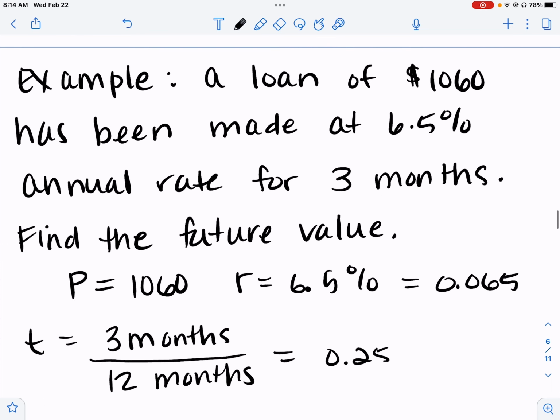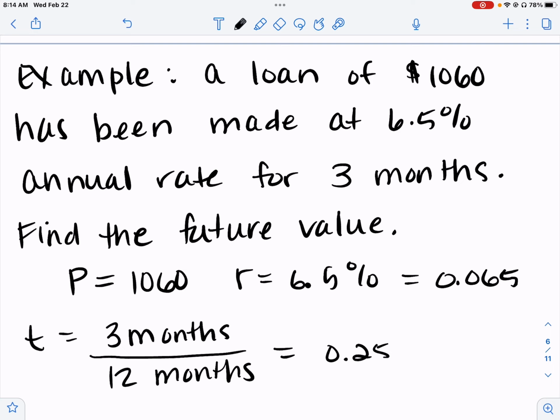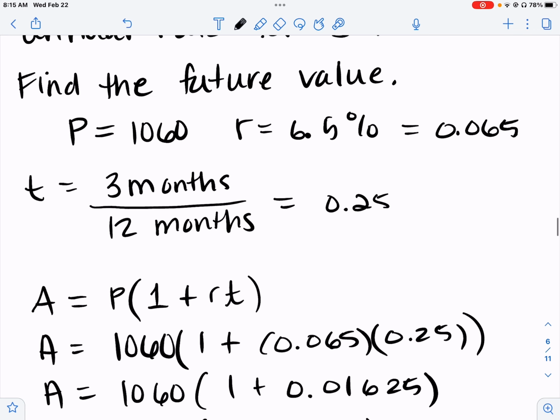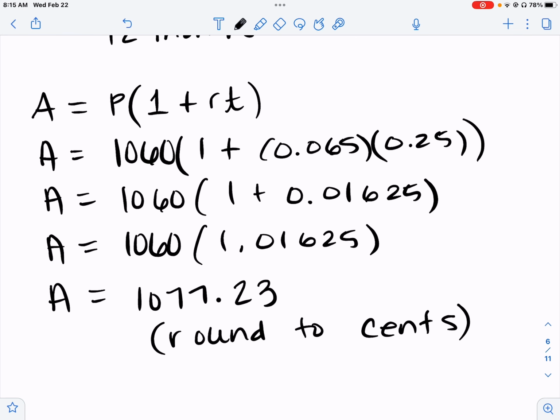Example, a loan of $1060 has been made at 6.5% annual rate for 3 months. Find the future value. P equals 1060. 6.5% is R, changed to a decimal is 0.065. 3 months is 3 out of 12. 3 divided by 12 is 0.25. So we're going to plug in 1060 for P. RT means multiply the R times the T.